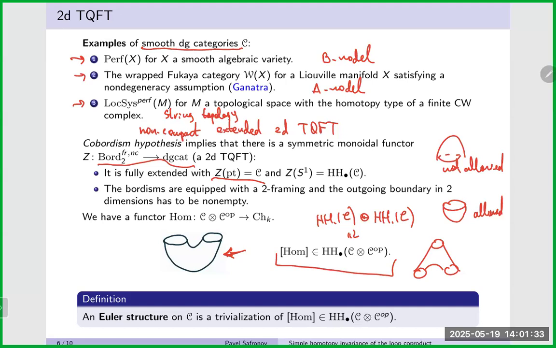Okay, and what's going to be relevant for the loop coproduct is an extra structure. And the extra structure is a null homotopy of this class. So this is a class on the chain level. And I'm going to choose what's called the Euler structure. That's a null homotopy of this class, so a bounding chain for this class. And then I want to understand how various choices depend on that extra choice.